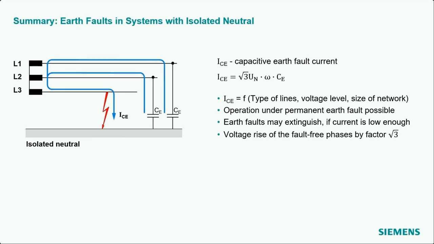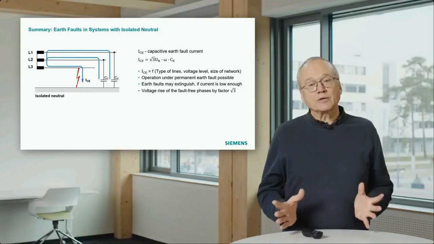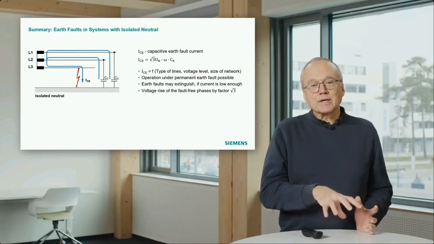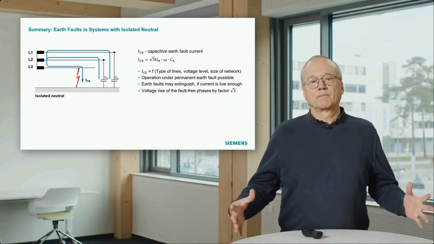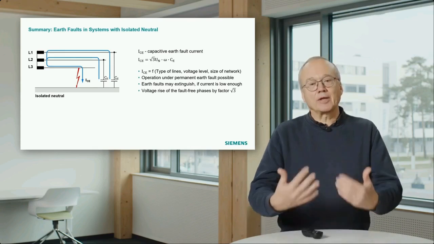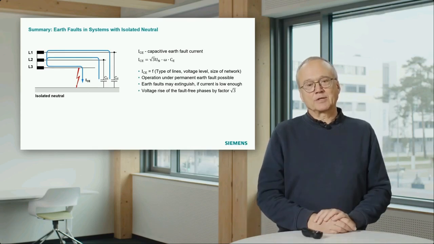Then you see in the equation the voltage. That means the higher the voltage level is, the higher the earth fault current is. And you must also have in mind the capacity increases with the size of the system. If we increase the system length, we increase the capacity, and that means we also increase the earth fault current.